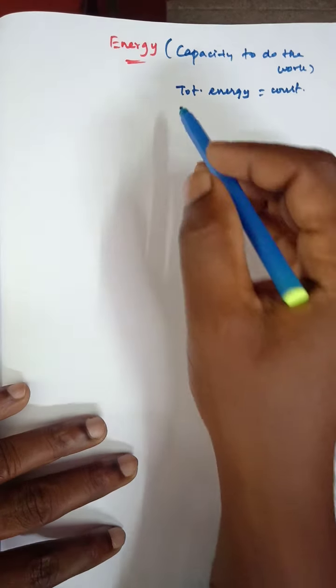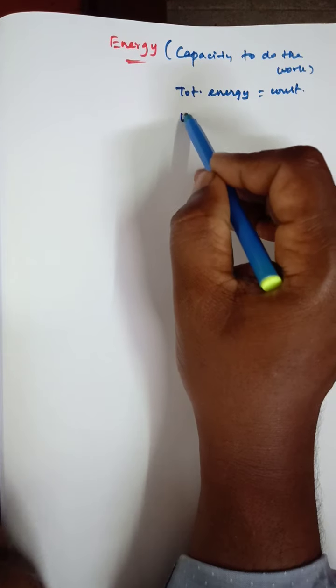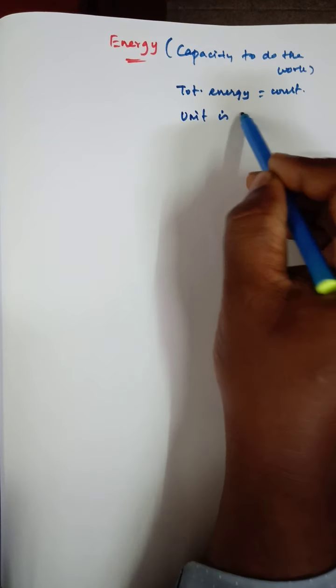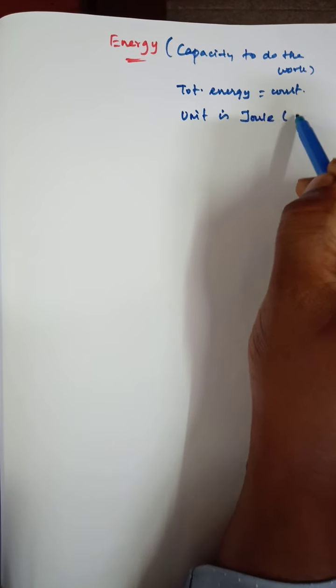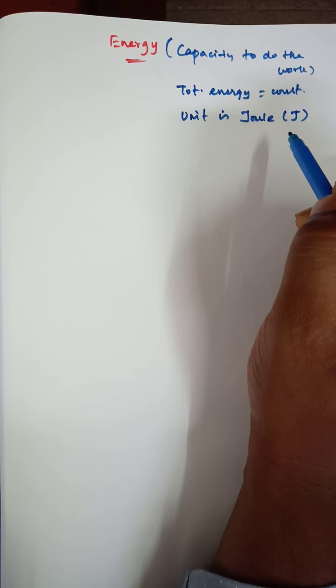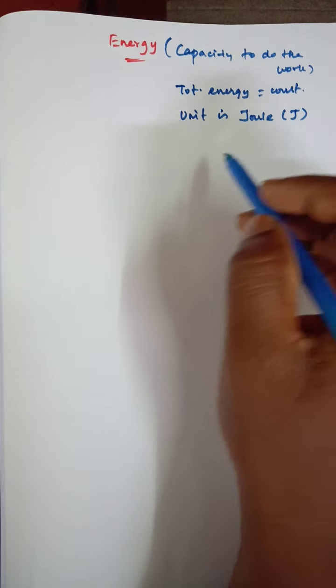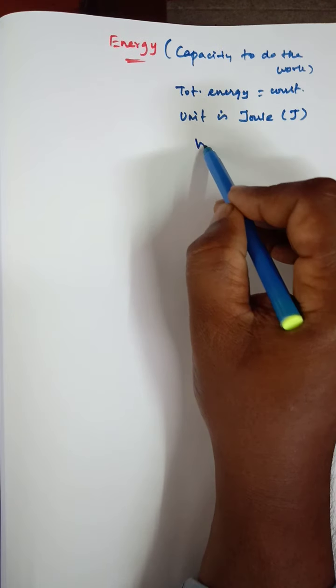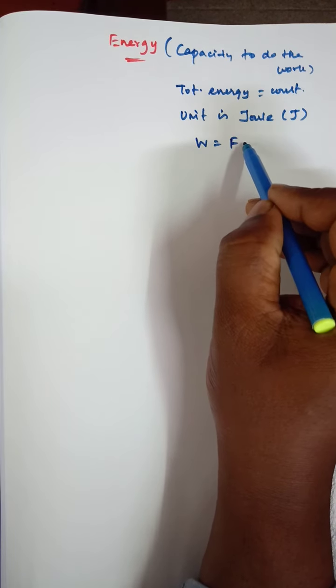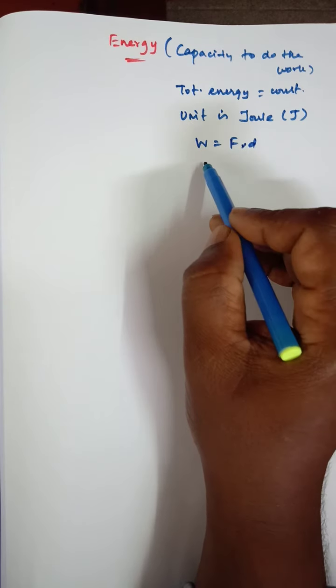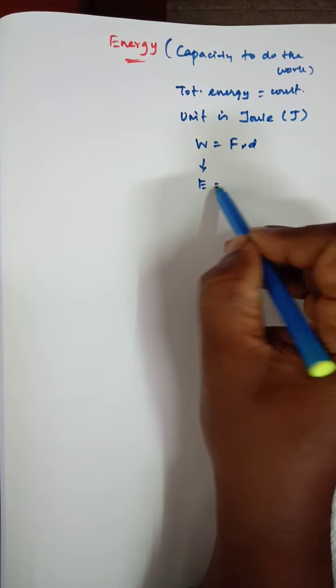Okay. Now we see what is the unit of energy. So the unit of energy is joule. Its symbol is J. Now we can say that energy is equal to work. So the formula for energy, you can write W is equal to F into D. You can also write it as energy E.